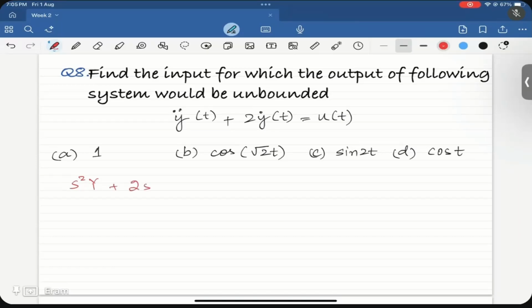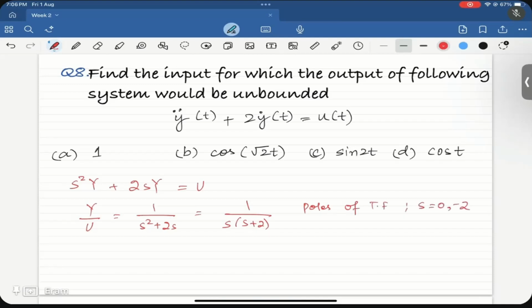So we have s²Y + 2sY = U, and Y by U equals 1 by s² + 2s. So this is the transfer function. This transfer function can be written, by taking s as common, as 1 by s(s + 2). So the poles of the transfer function are at 0 and -2. One pole is on the left half plane, that is good for stability, and the other pole is at the origin, right?